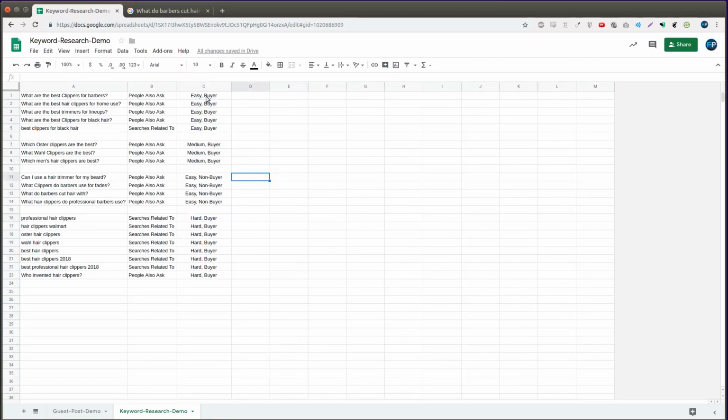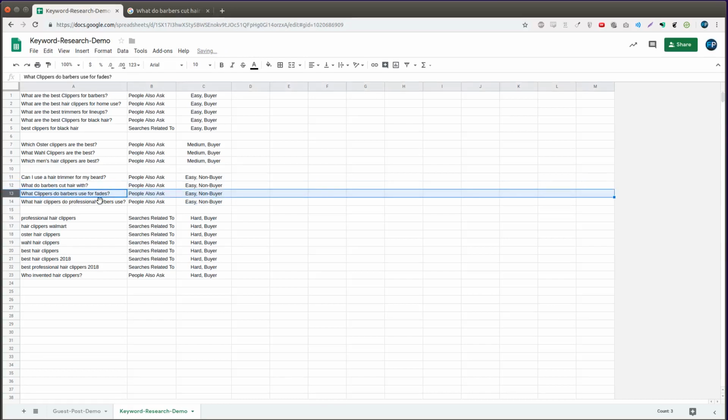Now, notice that this column here, so easy buyer, medium buyer, hard buyer, this is not taking into account return on investment or the volume of traffic or anything else. We're just talking about the intent of the searcher, so whether or not it's something you're looking to buy on. And this one actually could be a buyer keyword potentially. Actually, any of these, these two, could potentially be a buyer keyword.